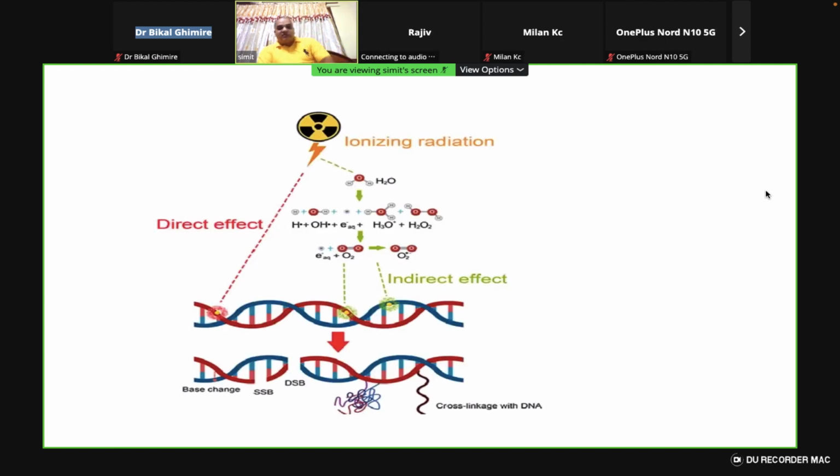So how actually does radiation work? The ionizing radiation acts on DNA. It causes double-stranded break as well as single-stranded break, which is the direct effect of ionizing radiation. Double-stranded breaks are irreversible and the cell dies. So when we treat a tumor, there is surrounding normal tissue also. The tissue which undergoes double-stranded break actually undergoes apoptosis.